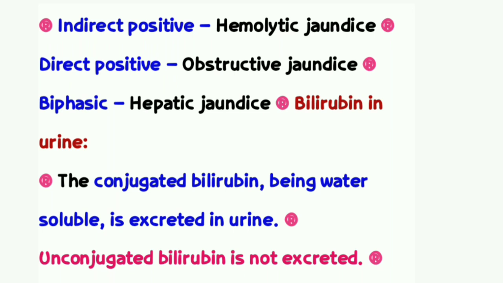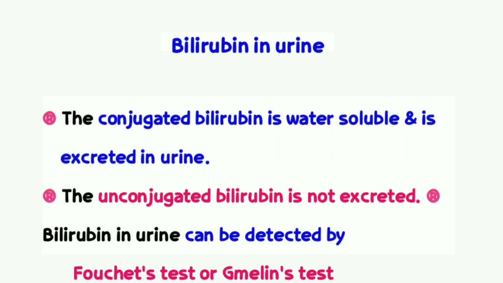Bilirubin in urine. The conjugated bilirubin, being water soluble, is excreted in urine. The unconjugated bilirubin is not excreted. Bilirubin in urine can be detected by Fouchet's test or the Gmelin test.